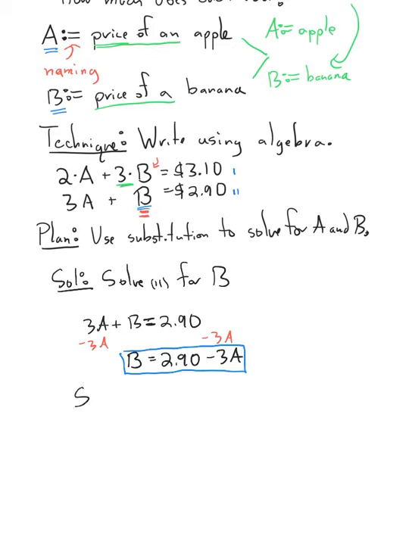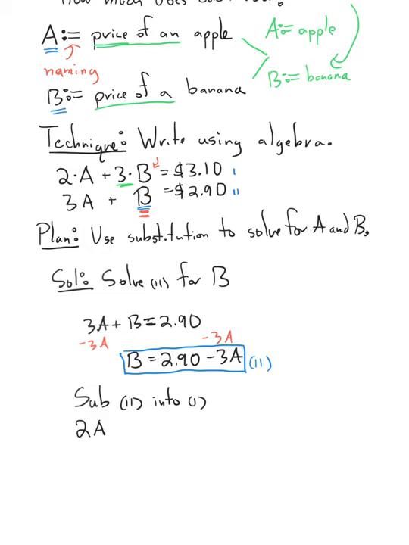Now, I'm going to sub this into the other equation, into equation 1. So, remember, this says they equal. So wherever I see a b, that equals 290 minus 3a. So I can replace this b with 290 minus 3a. So let's go ahead and do that. So I get 2a. Maybe I won't put that dot there, actually. I'll just write it as 2a.